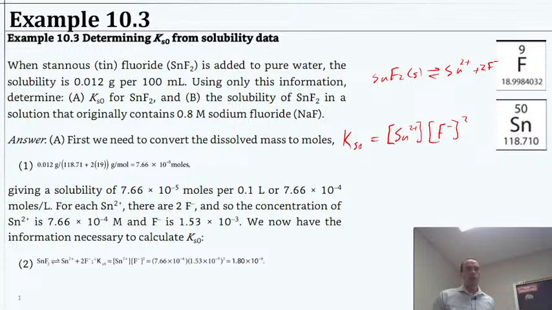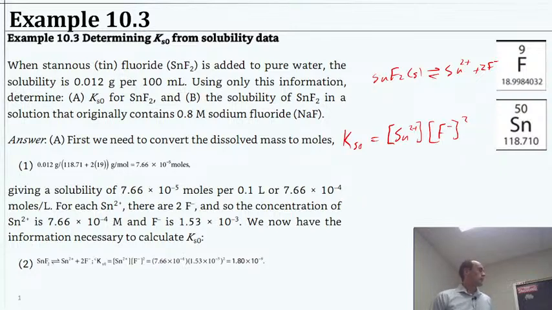So first, we convert from mass to moles. That 12 milligrams turns out to be 7.66 times 10 to the minus fifth moles. That's per 100 milliliters, so we can get that to moles per liter by dividing by 0.1. So that's 7.66 times 10 to the minus fourth moles per liter.